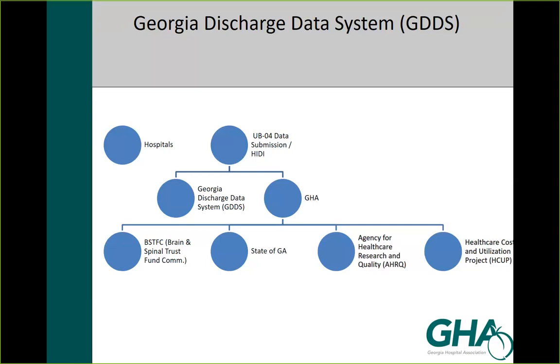GHA then submits that data on the hospital's behalf to the Brain and Spinal Trust Fund Commission, to the state of Georgia, and to the Agency for Healthcare Research and Quality and the Healthcare Cost and Utilization Project. These entities manage any research data requests that are submitted, and they vet them thoroughly, and then they give them to us to vet before any research request is approved, and that's all de-identified information, just for your information.